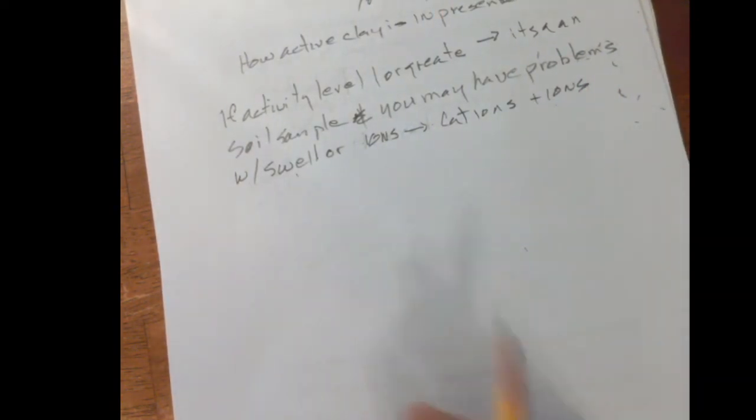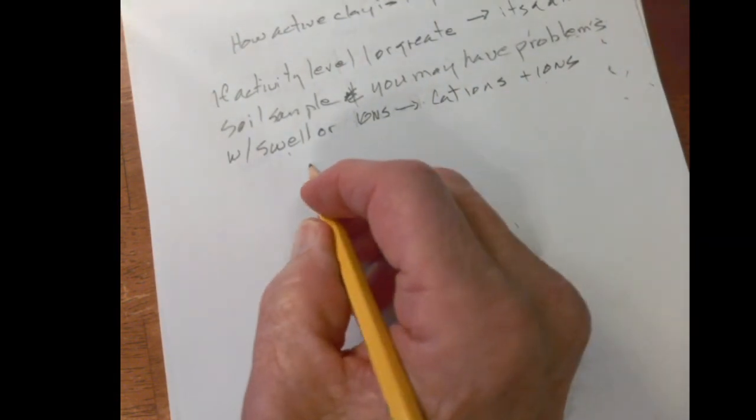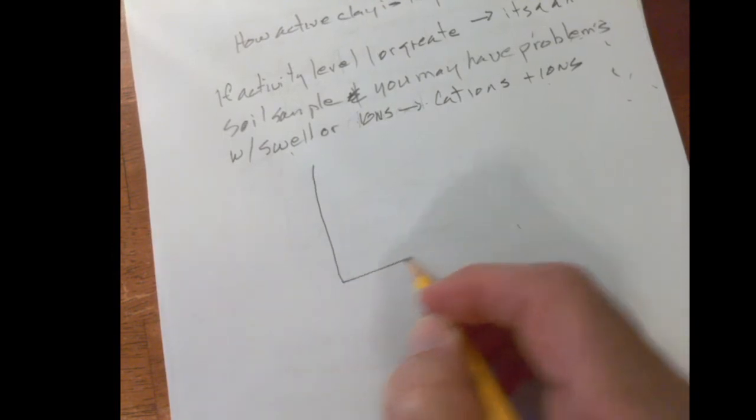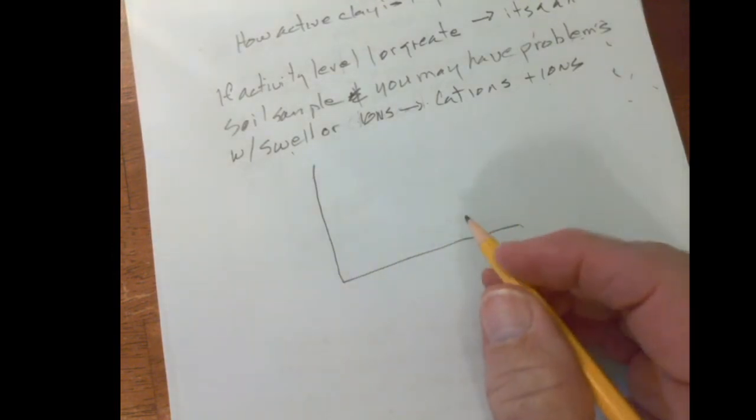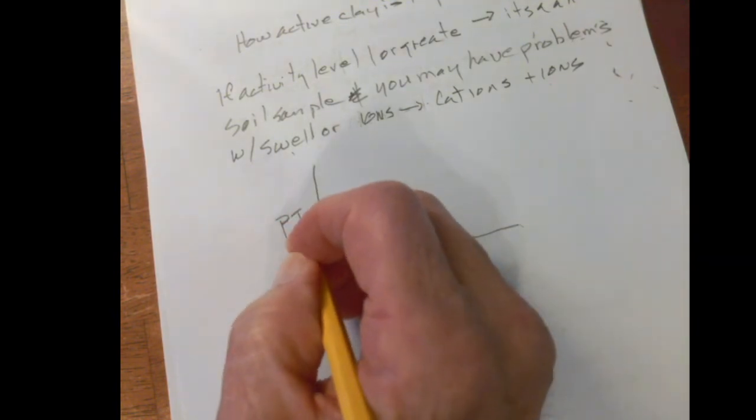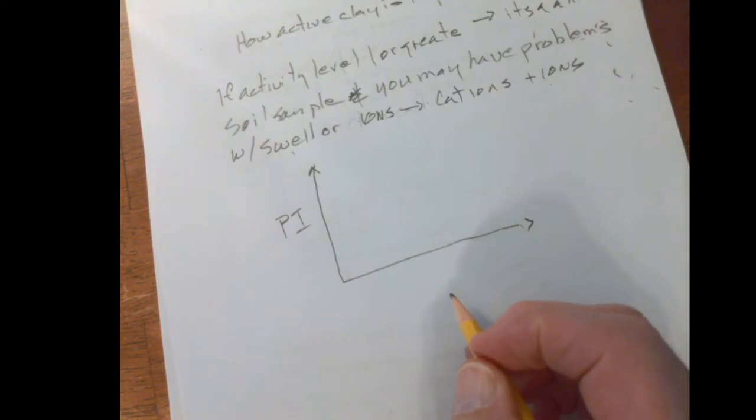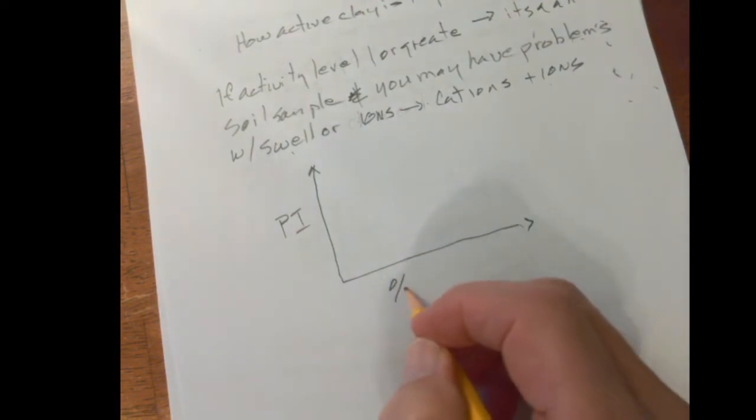This little chart, I want to show it. It's not going to tell us a whole lot, but I'm beginning to be a plotting dude here. Plasticity index going in this direction, and the percent clay.